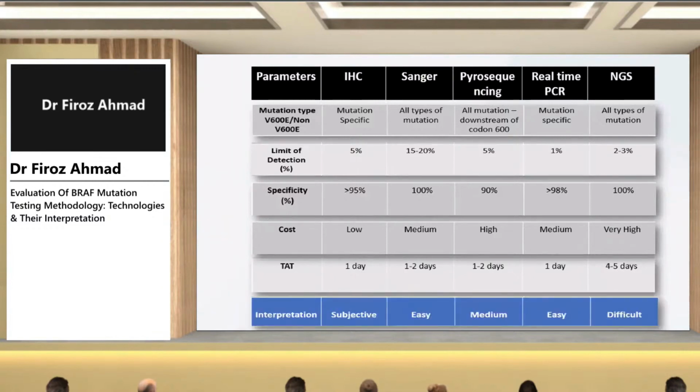getting the result. And as far as the interpretation, which is the main discussion over here, IHC, again, is subjective. It varies from person to person, whereas Sanger is easy to analyze, and pyrosequencing needs relatively less skill as compared to NGS. NGS needs a very trained person who can do the bioinformatic analysis and then give the result. So in terms of analysis and interpretation, NGS is the most difficult one, whereas others are relatively less.